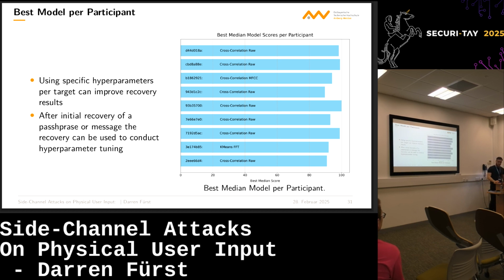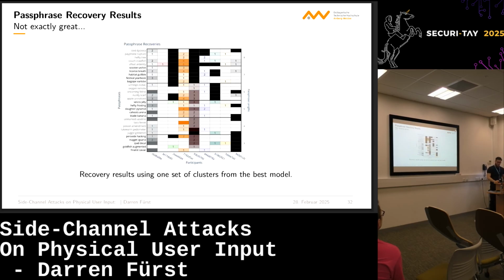An attacker may be able to run a hyperparameter tuning per participant or per target. So what you could imagine is, initially I get a general model to use, then I cluster with this, and once I've recovered some sort of message, I run a hyperparameter search to improve this. And you can see that for some of these, we got like 100% there. So this might be very promising. But for the actual results here, I used the general model for all of the participants. So this is just one clustering and then using the dictionary attack to recover it. And it doesn't look too great.